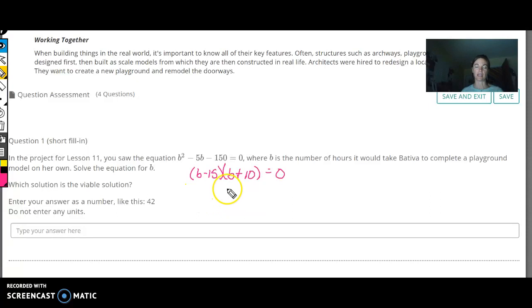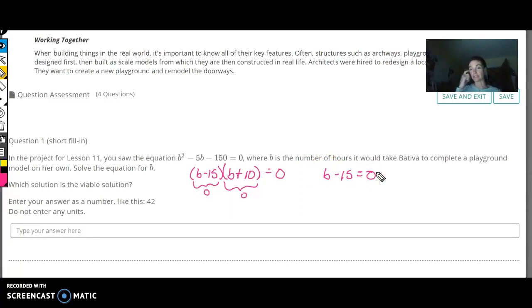The way that we can make this equal 0 is by setting either of these equal to 0. Because if this term equals 0, and I multiply 0 by b plus 10, I get 0. Or if b plus 10 equals 0, and I multiply 0 by b minus 15, I get 0. So by setting either of these equal to 0, I can solve for the roots of this quadratic equation. So I'm going to say b minus 15 equals 0.